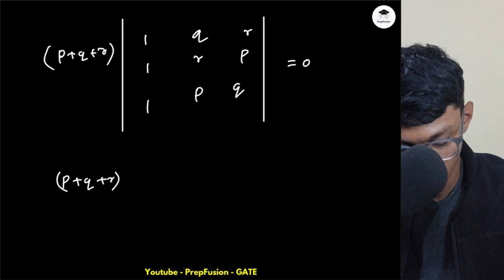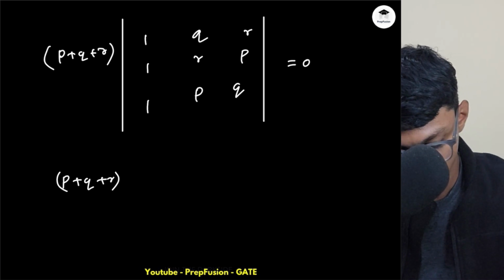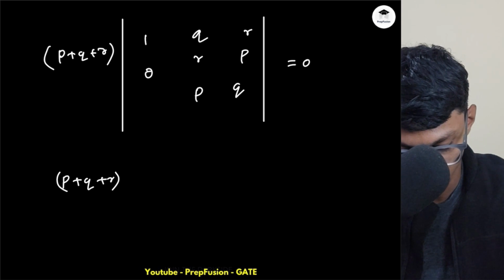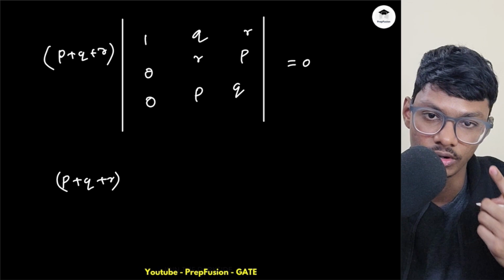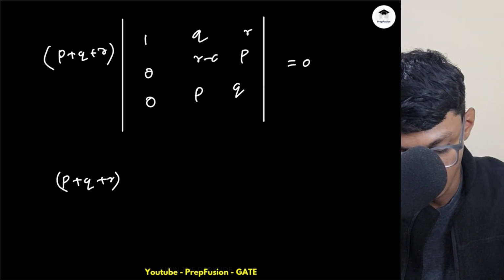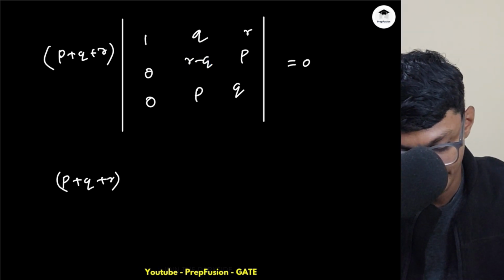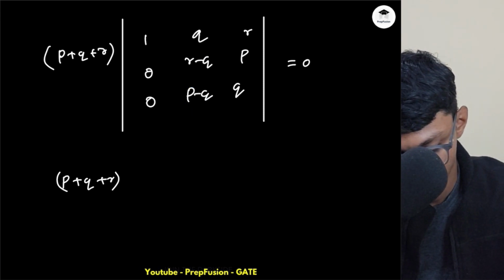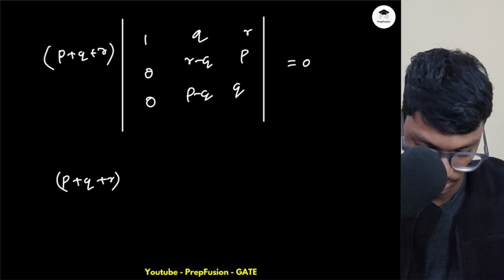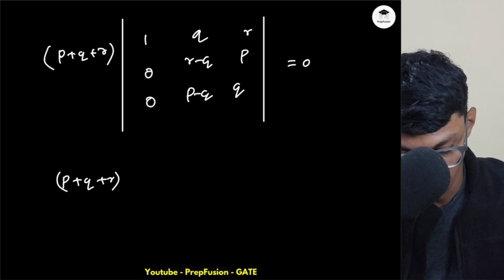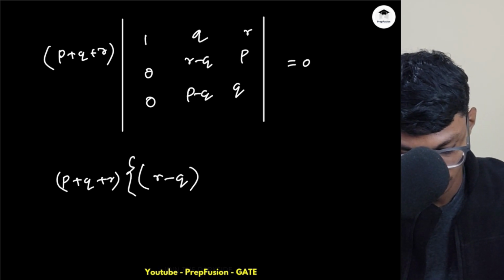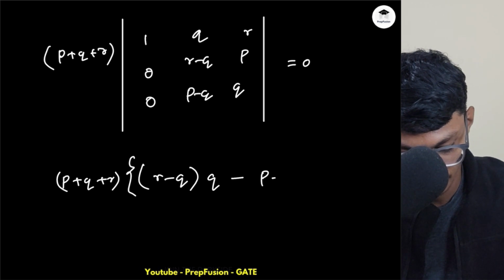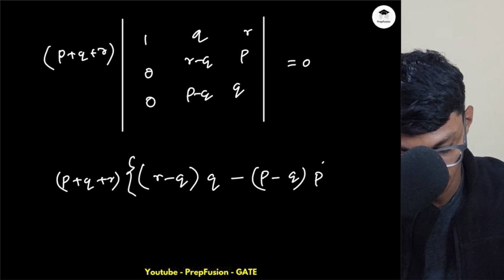Now I will again make zeros. I can make zeros directly here. This will be 0 itself. I'm subtracting row 1 from row 2 and row 3. So this will be R minus Q, and this will be P minus Q. Next I'll write this in the determinant format. So this is R minus Q into Q minus P minus Q into P.